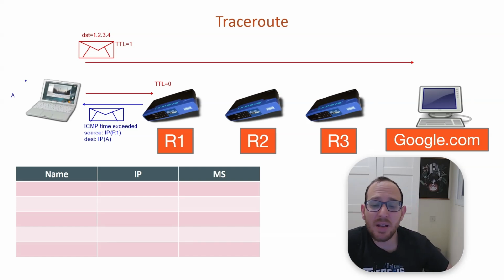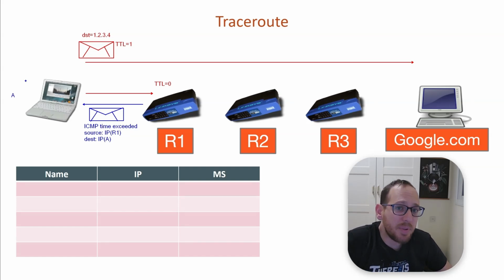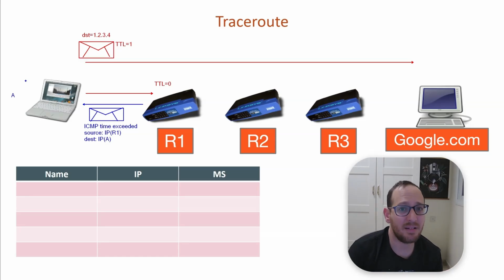And it can also time the RTT, the round trip time, that is the time it takes for a packet to travel to R1 and back. Since this is the time since A had sent the packet with the echo request, the red packet here, till it received the response of the ICMP time exceeded packet.